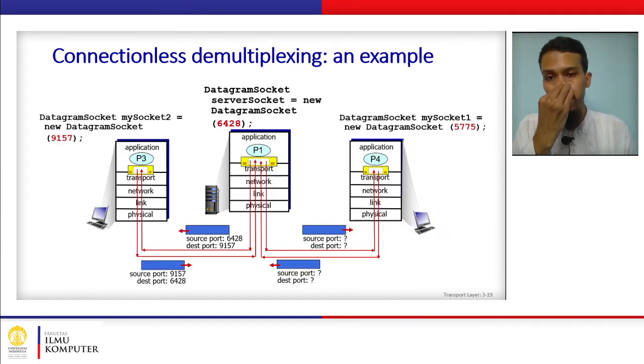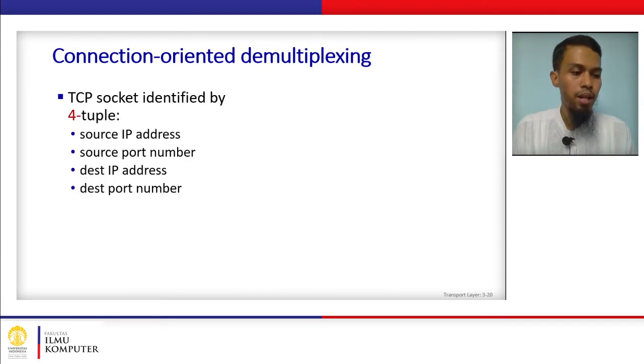So basically the main message here is that at the P1, at the server, it only provides one socket for the same port number 6428, which is used as the destination port from both P3 and P4. Okay. Now let's have a look at what happens at the TCP.